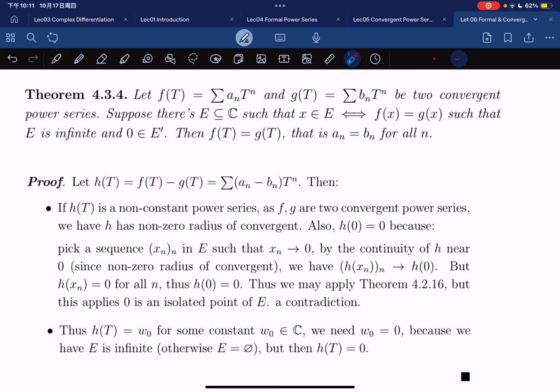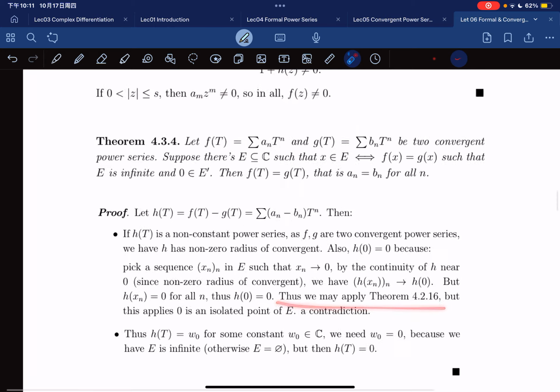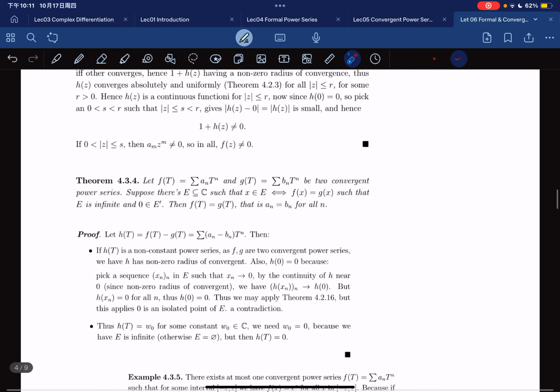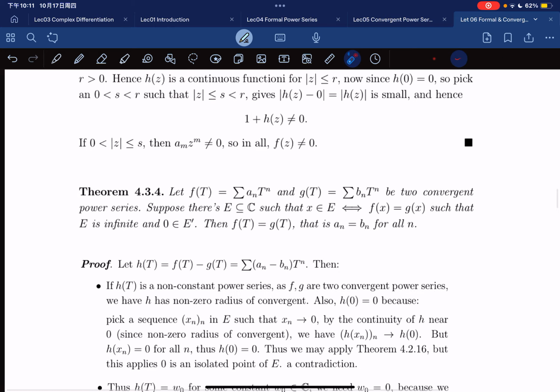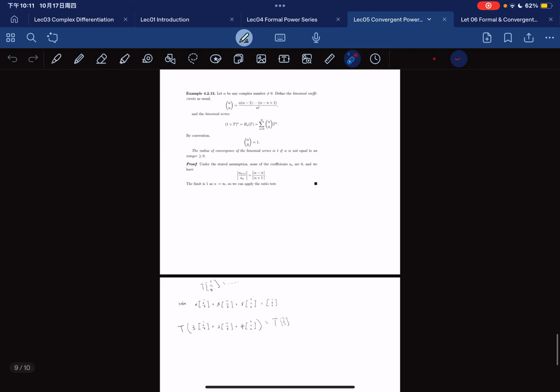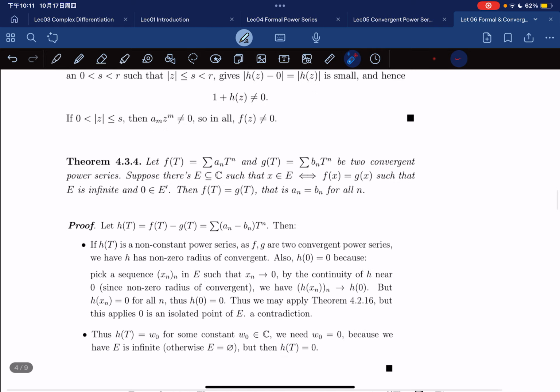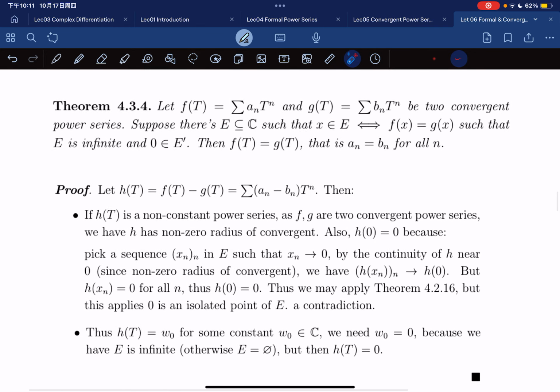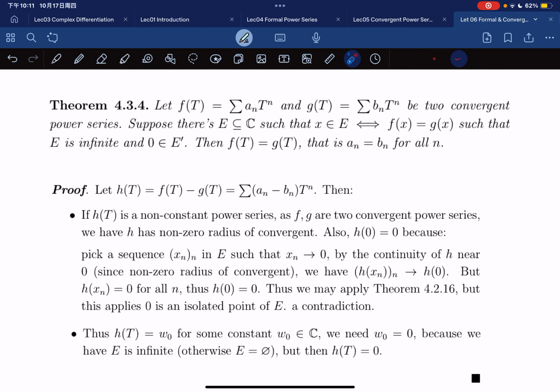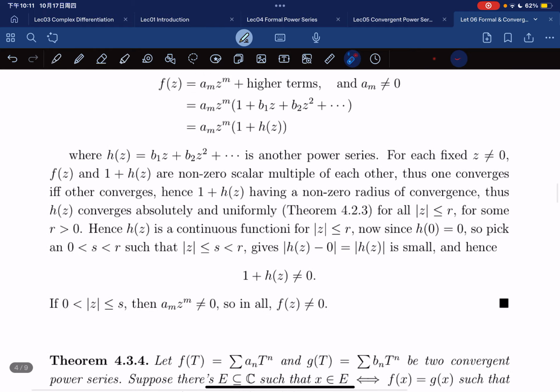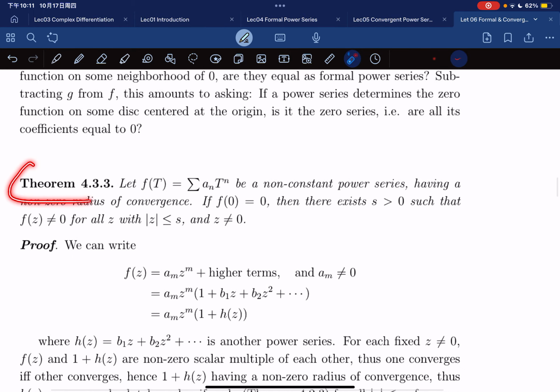Now, so we have that theorem 4.2.16. Where is 2.4.2.16? 4.2.16. I think it's the wait. Is it not? Is it issue in numbering? Wait a second. Oh, I think it's just this theorem. I forgot to change numbering.